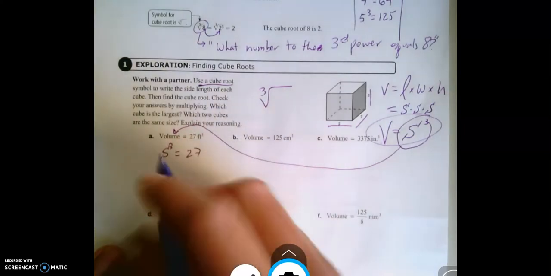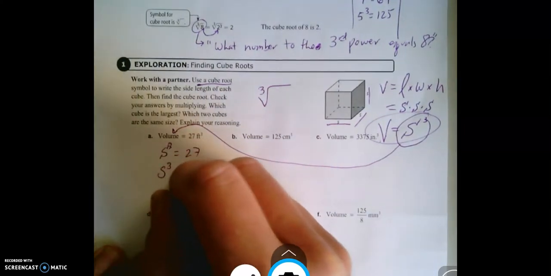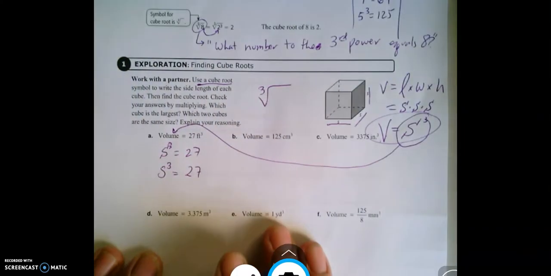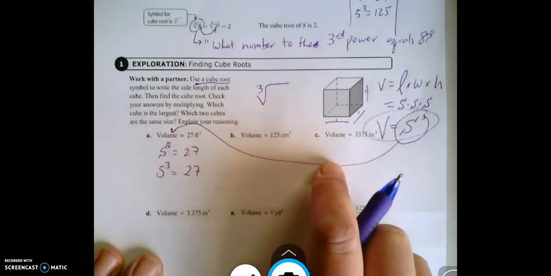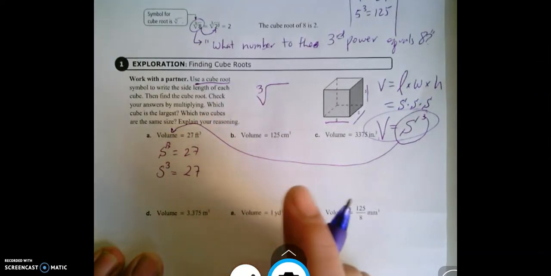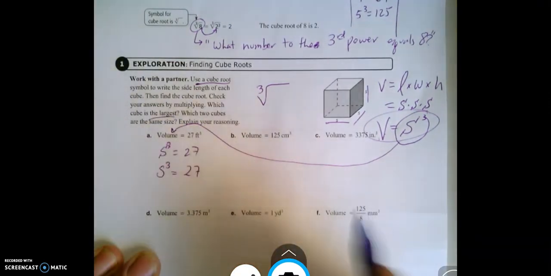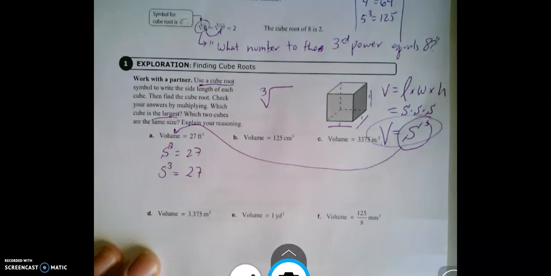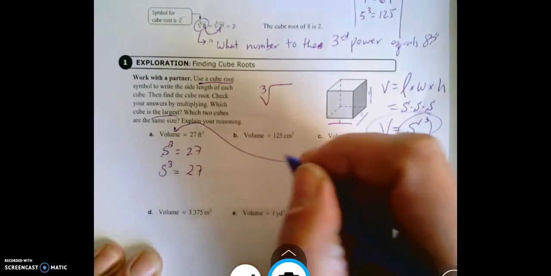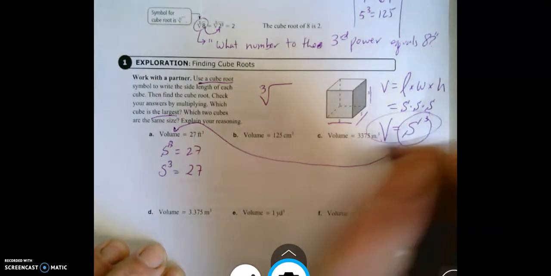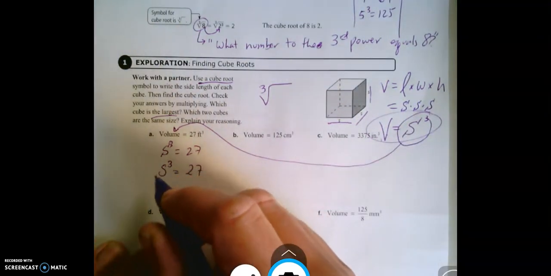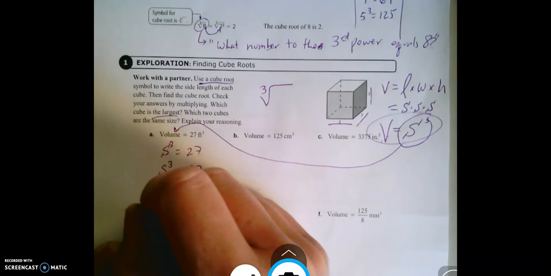Let me write that a little more clearly. S cubed equals 27. That's the volume. What we want to know is the side length, because we want to know which cube is the largest. We can go by volume, or we can look at side length. We want to see which one has the largest side length. So if S to the third power equals 27, we need to do the third root.